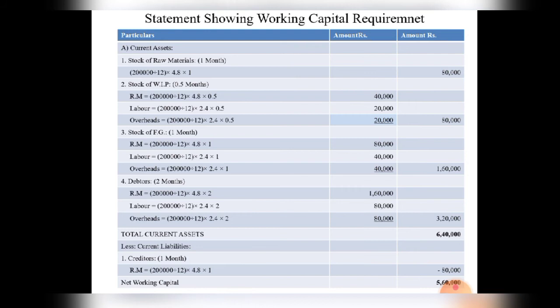So that also comes to rupees 20,000. Now all these 3 elements will be added, 40,000 plus 20,000 plus 20,000, and the total will be taken to the outer column, that is 80,000 rupees. The third current asset is stock of finished goods.